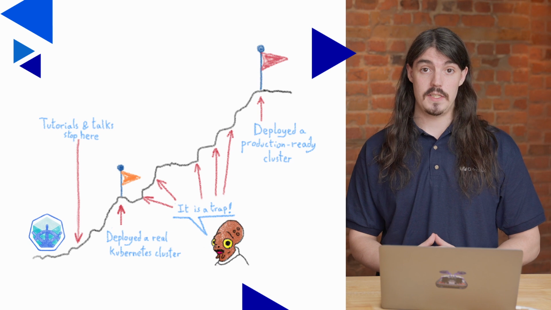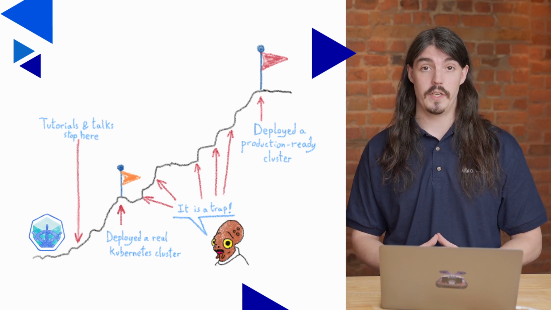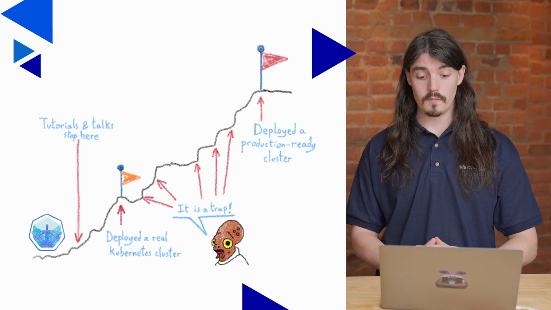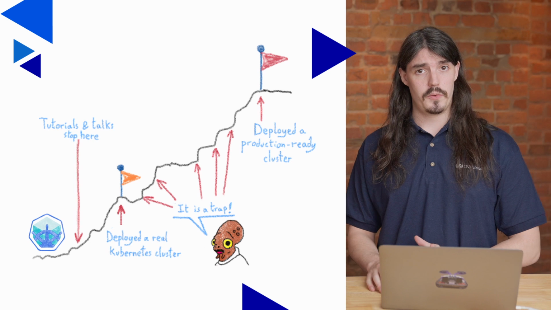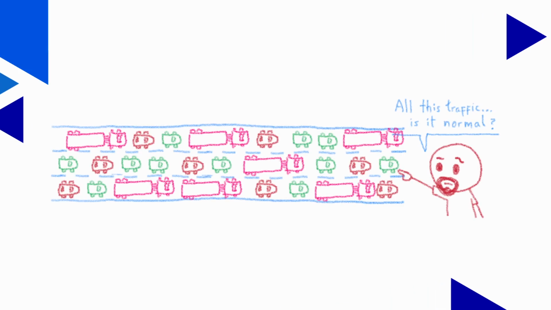Most of the talks that you'll see and tutorials out there, including this one, will stop at presenting what Kubernetes is. We won't go into the steps to deploy a production cluster. There are many steps to go through and many hurdles along the way. Let's go through some of them. First, there's the network complexity.